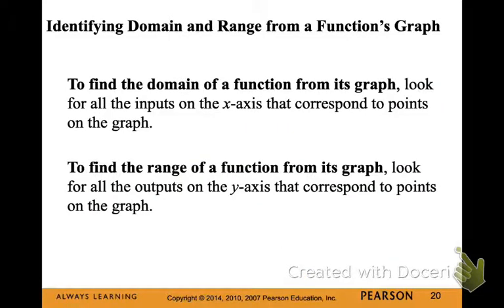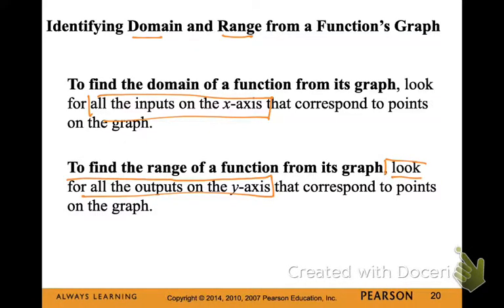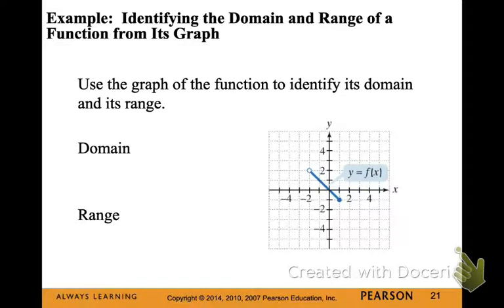Let's talk about identifying the domain and range from a function's graph. To find the domain of a function from its graph, you're going to look for all the inputs on the x-axis that correspond to points on the graph or the curve or line. To find the range, you're going to look at all the outputs. For the domain, I run my eyes left to right along the x-axis, looking above and below to see where, in this case, the line is. I notice that above negative 2, that's where the line starts, and below positive 1, that's where it ends.